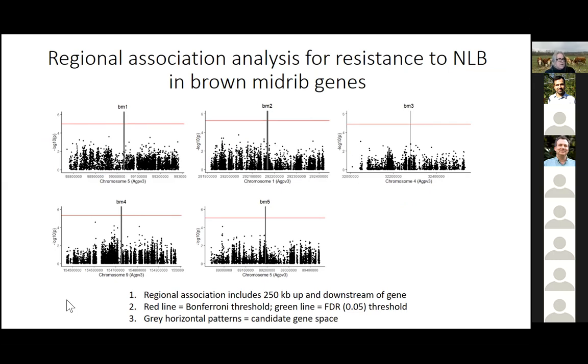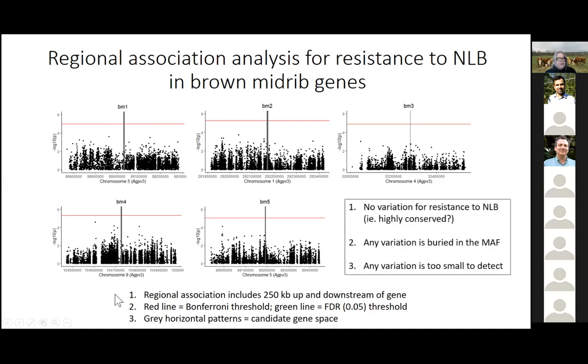And here you can see, using a more localized threshold for significance, there's no significance in these brown midrib regions, in these 5 brown midrib mutants. And that means a few things. It could be that there's no variation for resistance to northern leaf blight in the brown midrib mutants. It could be that they're highly conserved.